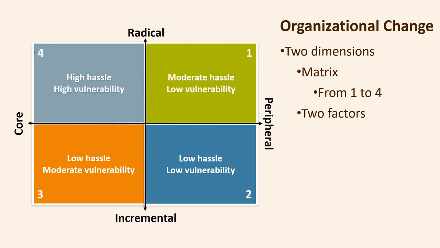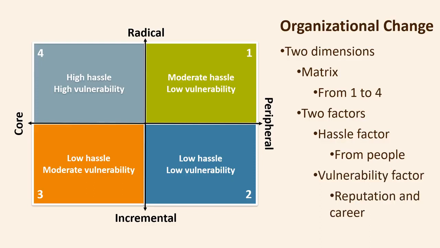Two factors are recurring in all four quadrants. The hassle factor is about the volume of frustration, conflict, and time-consuming technical and organizational issues the change agent will meet from the people involved in the change. The vulnerability factor is about the potential damage to the change agent's reputation and career opportunities if the change fails. Each of the four quadrants are reviewed in the following sections.